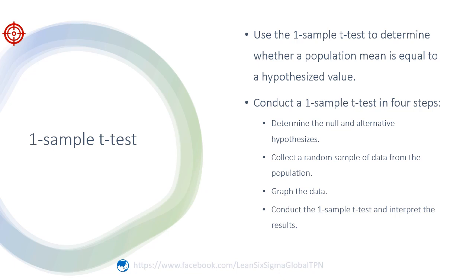Okay, so let's recap. We use one sample t-test to determine whether a population mean is equal to a hypothesized value. So far, we've determined the null and alternative hypotheses and collected a random sample from the population. In the next lessons, we'll use an individual value plot to display the data and then use a statistical test to make a decision about the null hypothesis.